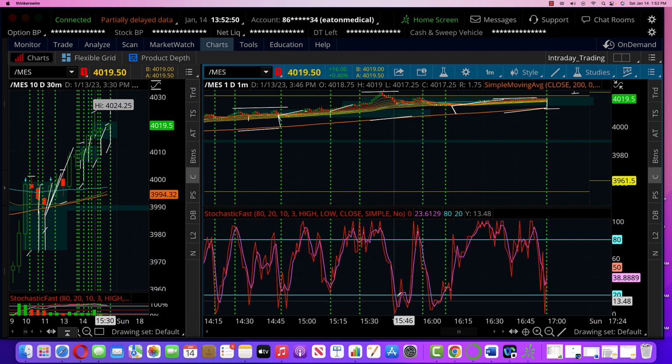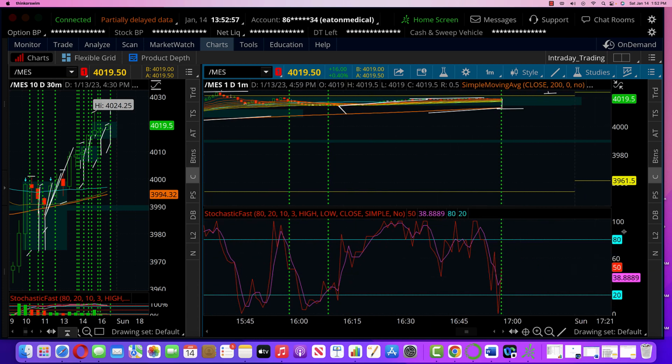When it's here, it's oversold. When it's here, it's overbought. When it's here, it's oversold. Here, it's overbought. So it just simplifies it a little bit. And it's been working out great.